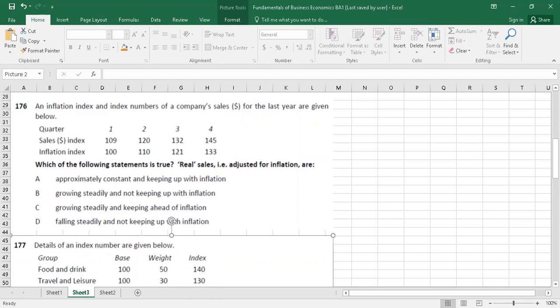So for real sales, the sales indexes are given, and they have been increasing. We can see that there is an increase in the inflation index also. So real sales would be this. These are nominal sales, and the sales index is calculated when inflation is given. So we move to question number 176.